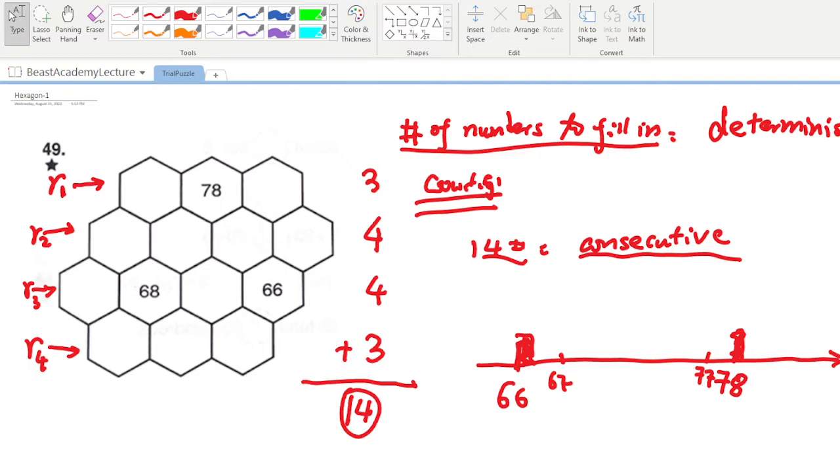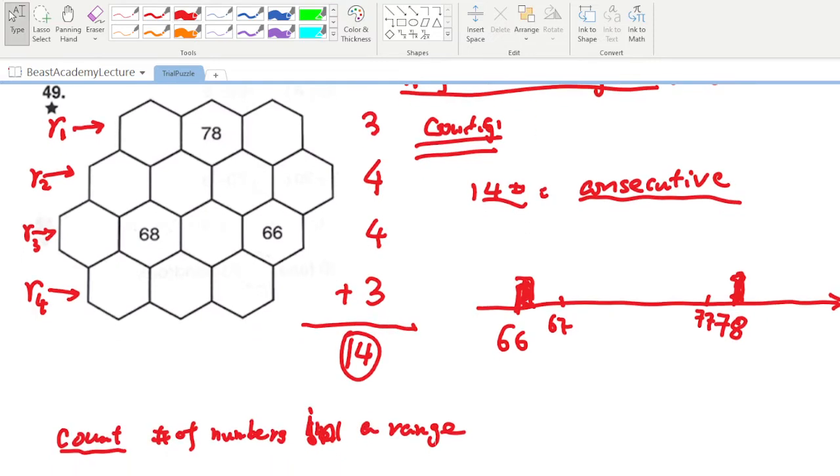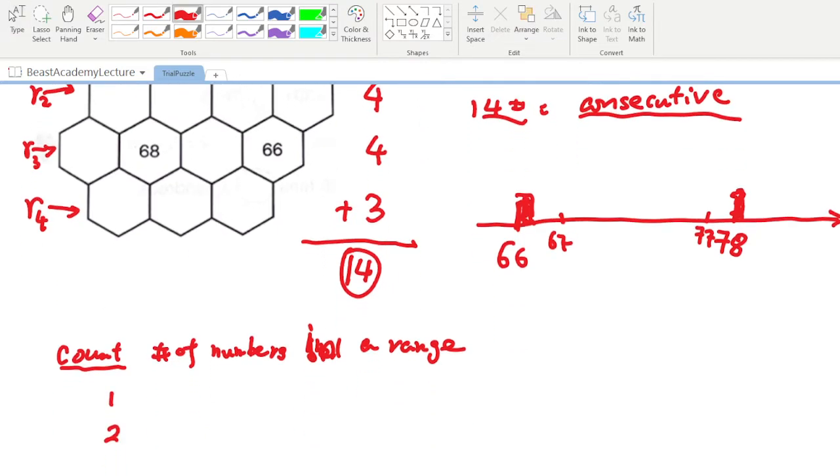Okay, now next I want to teach you a little bit about how we count the number of numbers in a range. Let me make things very simple first. Who can tell me how many numbers here? I write 1, 2, 3, 4, 5. How many numbers?